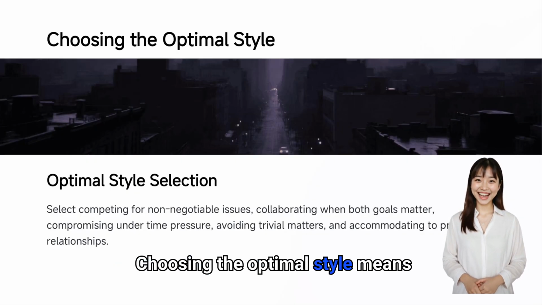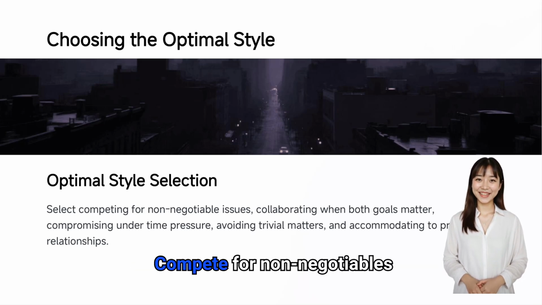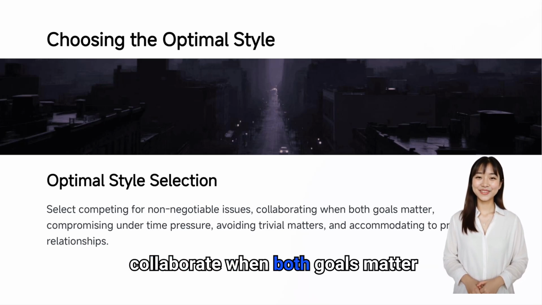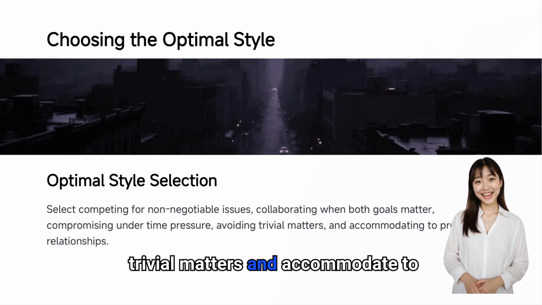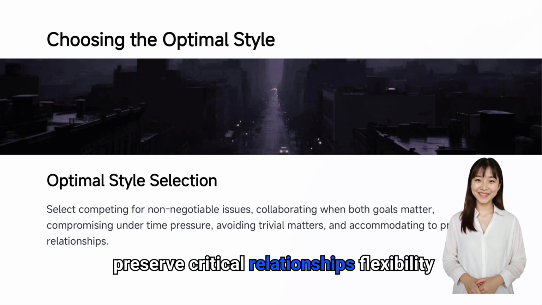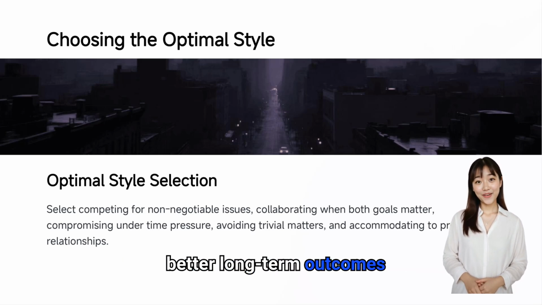Choosing the optimal style means matching your approach to what's at stake and the relationship involved. Compete for non-negotiables, collaborate when both goals matter, compromise when time is short, avoid trivial matters, and accommodate to preserve critical relationships. Flexibility prevents recurring conflicts and leads to better long-term outcomes.